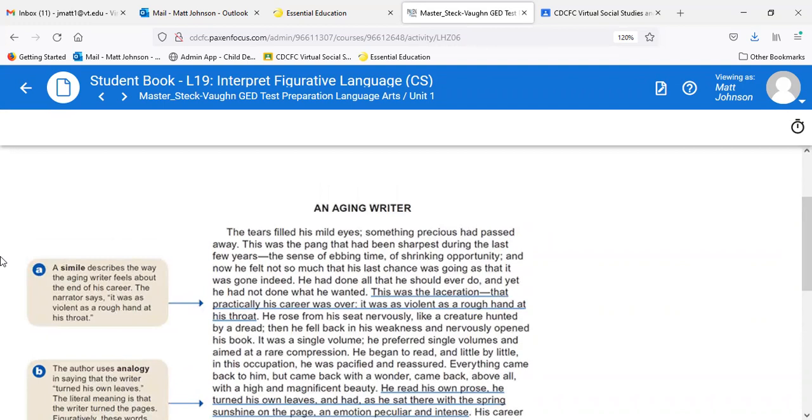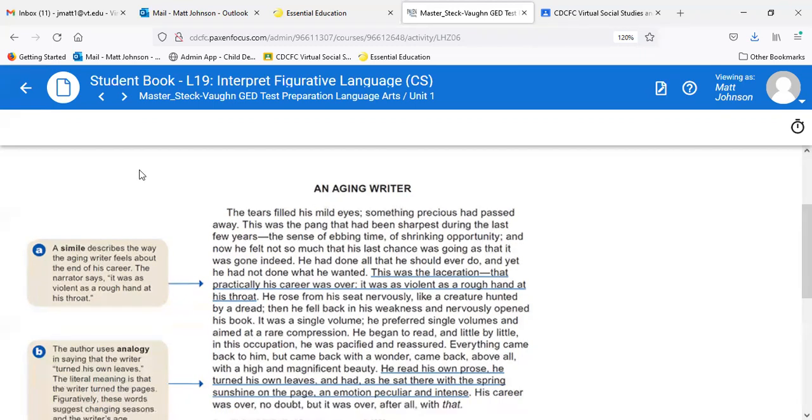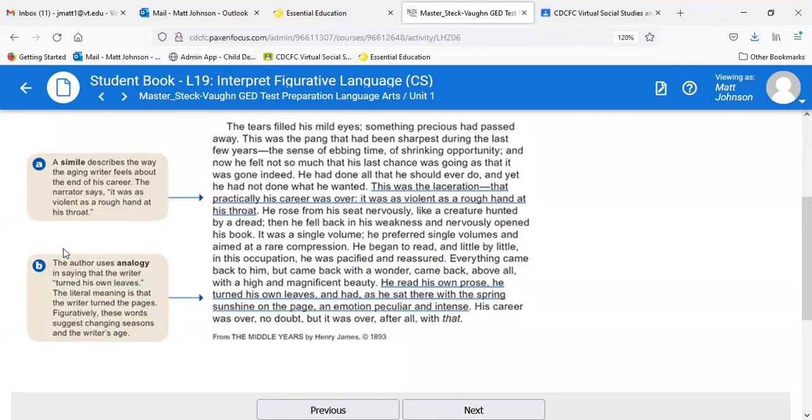Something precious had passed away. This was the pang that had been sharpest during the last few years, the sense of ebbing time, a shrinking opportunity. And now he felt not so much that his last chance was going as that it was gone indeed. He had done all that he should ever do, and yet he had done what he wanted. This was the laceration that practically his career was over. It was as violent as a rough hand at his throat.